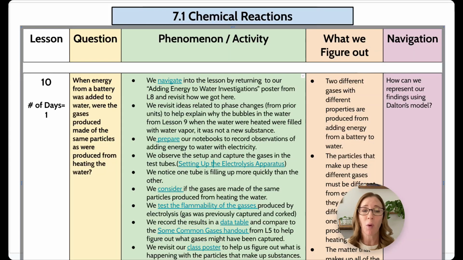In this video, I'm going to walk you through lesson 10 of unit 7.1. Okay, so we left lesson 9 with adding heat to water and figuring out that there was no new substance created. We know this because we did the density test, and the liquid that was forming on the tube and in the flask ended up being water. And so we realized that no new substance was made.